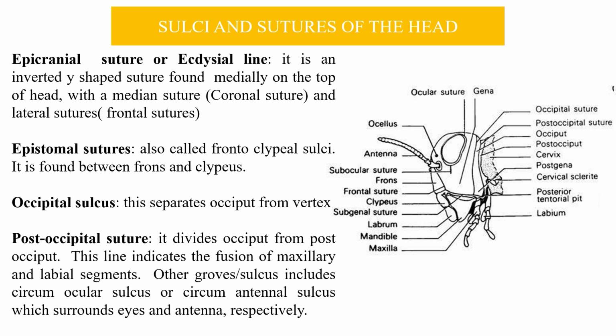Sulci and sutures of the head. Epicranial suture or ecdysial line. It is an inverted Y-shaped suture found medially on the top of the head, with a median suture, coronal suture, and lateral sutures, frontal sutures. Epistomal sutures, also called frontoclypeal sulci. It is found between frons and clypeus. Occipital sulcus. This separates occiput from vertex. Post-occipital suture. It divides occiput from post-occiput. This line indicates the fusion of maxillary and labial segments. Other grooves/sulci include the circumocular sulcus and circumantennal sulcus, which surround the eyes and antennae, respectively.